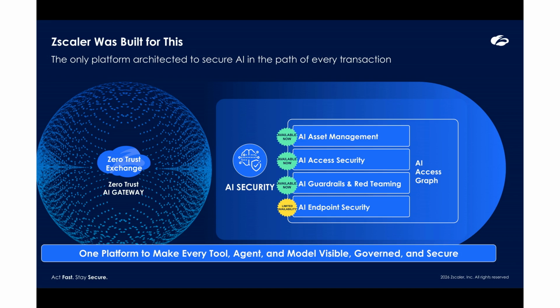And then we've doubled down on AI endpoint security by providing deeper granular visibility and control on the endpoint so we can fully block things like rogue agents, models, skills, etc. So we have inherently a single platform to make every tool, agent, and model very visible, governed, and secure.